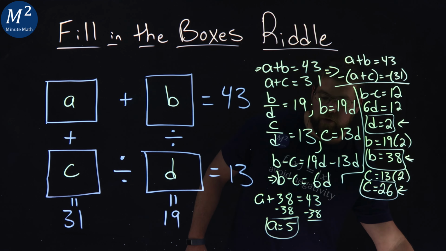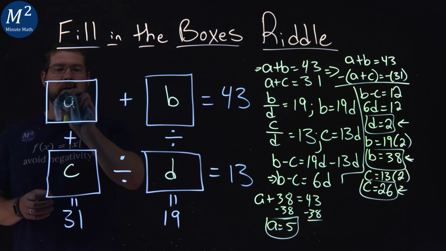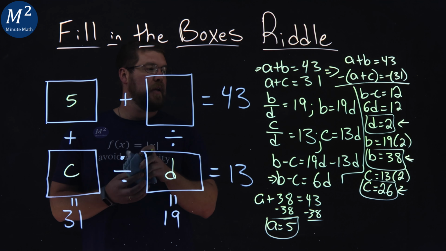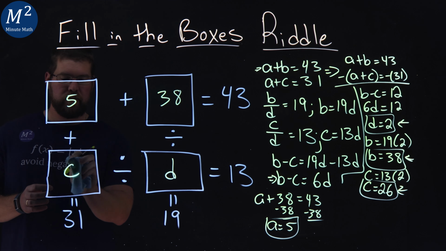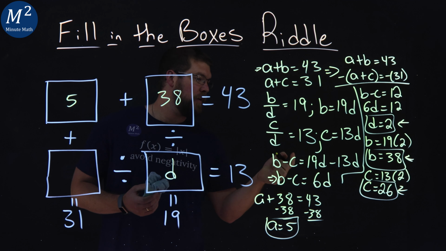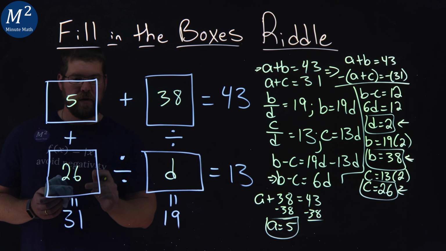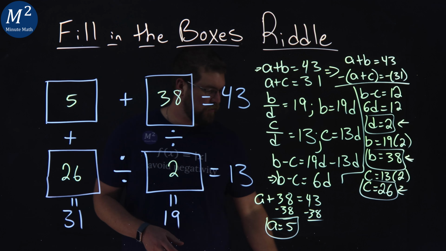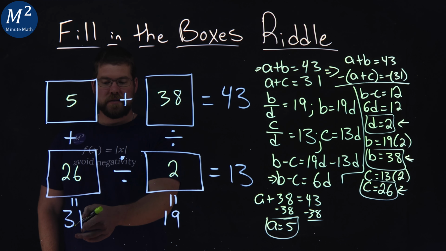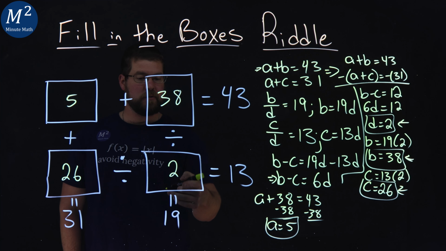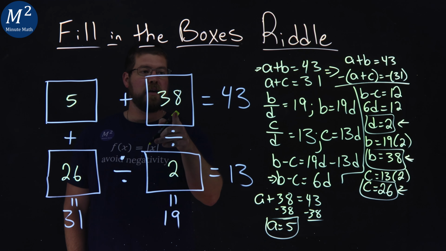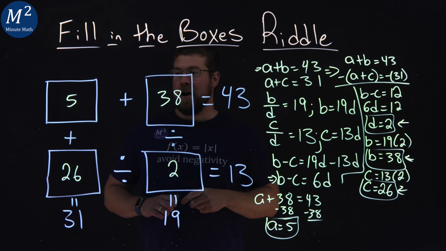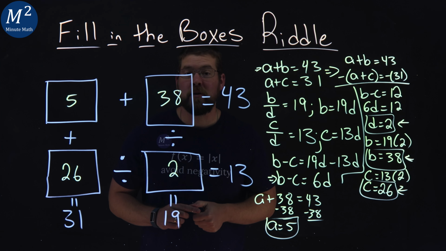So let's rewrite each one of these values here. A, we said was 5. B, 38. Let's double check that this works. C, we said was 26. And D was equal to 2. Let's confirm each one of these. 5 plus 26 does equal 31. 38 divided by 2 is 19. 5 plus 38 is 43, and 26 divided by 2 is 13. And so now we have all the boxes filled. We've confirmed that they're correct.